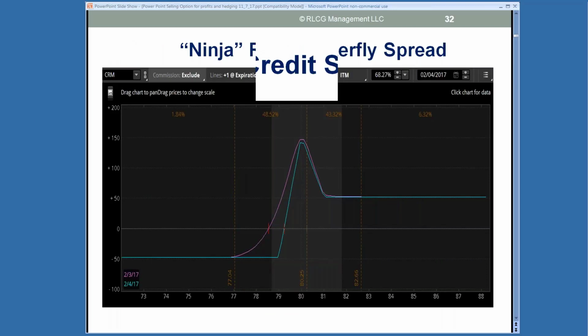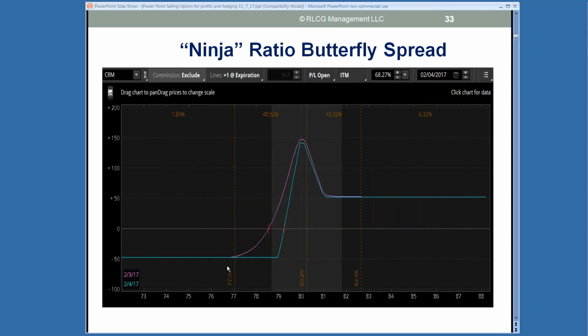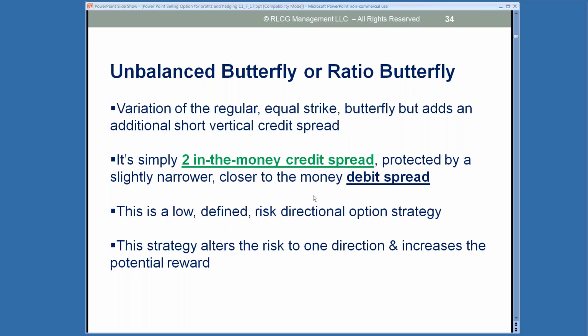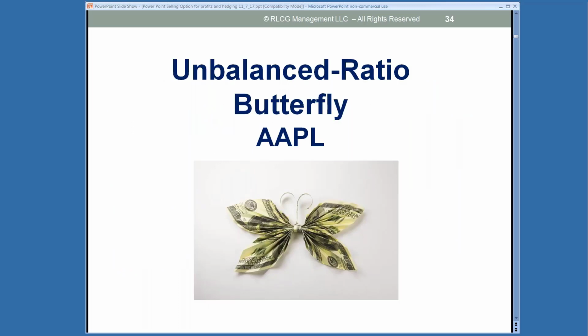Now the other one is what we call the ninja credit spread, and this basically creates a ratio butterfly, and this is kind of what that structure looks like. In this trade, it's a variation of a regular equal strike butterfly, but it adds an additional short vertical credit spread. So you basically end up with 2 in-the-money credit spreads, then protected by a debit spread, and it really offers a fantastic low defined risk directional strategy, which usually gives you a really big positive risk ratio return.